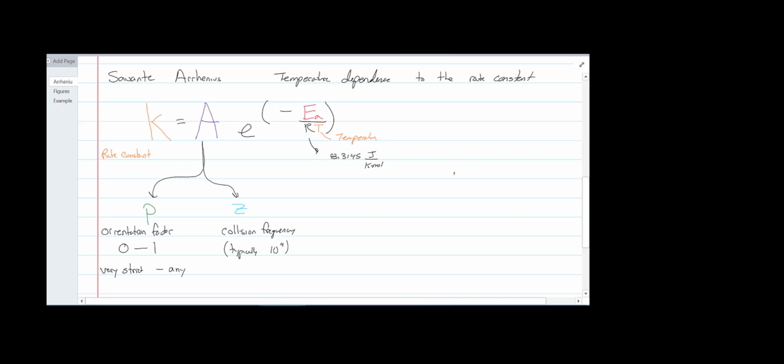And EA is probably the most important thing, activation energy. And activation energy is the energy required to make the reaction happen.